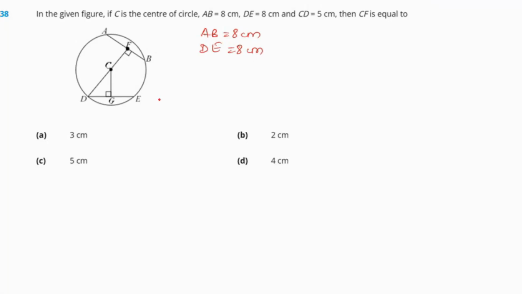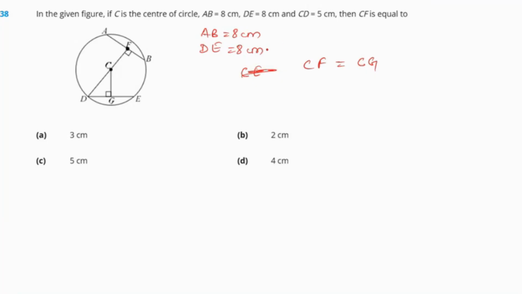Now we can see that both AB and DE are chords of the circle, and CF and CG are the perpendiculars on the chords. Now the property of a circle is that equal chords are equidistant from the center, which means the length of CF should equal the length of CG. Correct? Now AB is 8 centimeters and DE is also 8 centimeters, which means the chords are equal.